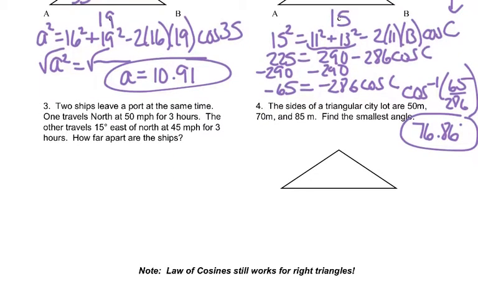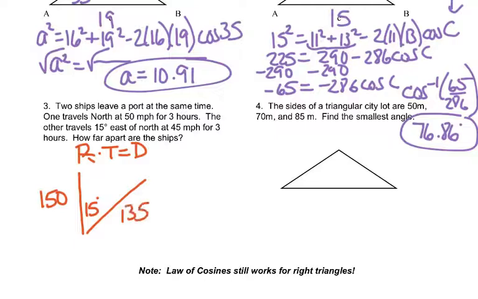The last two are story problems. Two ships, 50 miles per hour. Remember that rate times time equals distance. So if it goes north at 50 miles per hour for 3 hours, that would be 150. 15 degrees east of north, 45 times 3 is what, 135. How far apart are the ships?